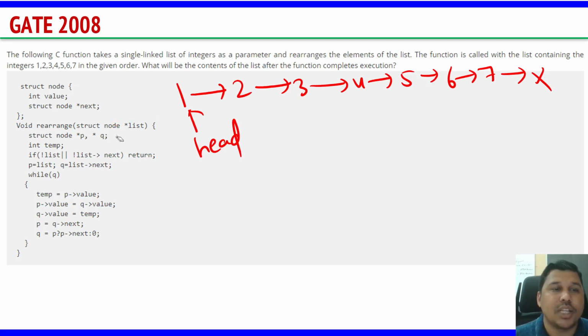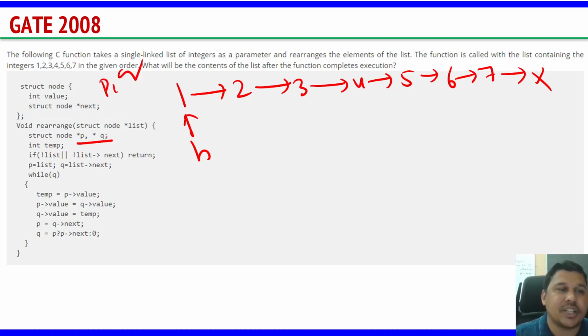Okay, so the head node is given. For shortcut, I will take it as h. They are creating two pointers, p and q, and an integer variable temp, t.